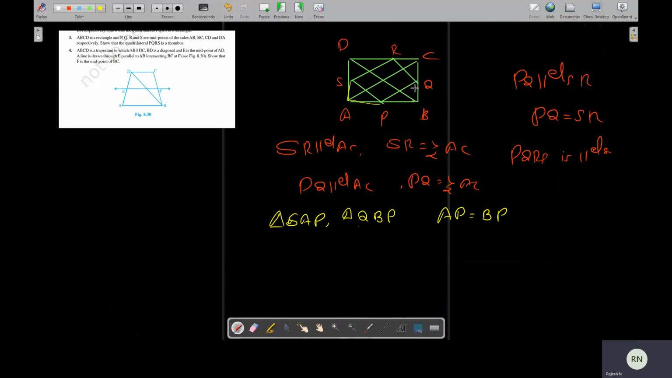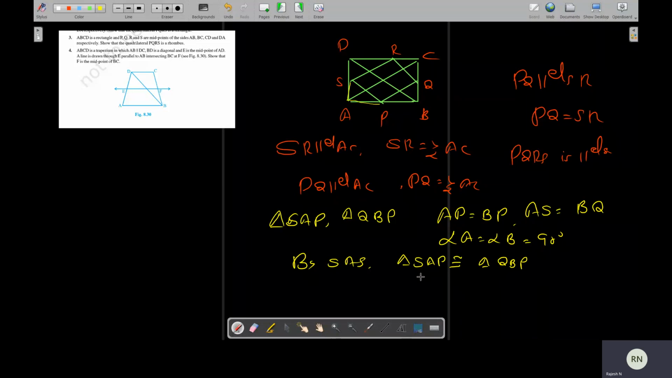S is a midpoint of AD and Q is a midpoint of BC. So AS is equal to BQ. And it is a rectangle, so angle A is equal to angle B is equal to 90 degrees. So by which rule? By SAS congruence rule, triangle SAP is congruent to triangle QBP. Congruent means what you can say, PS is equal to what?